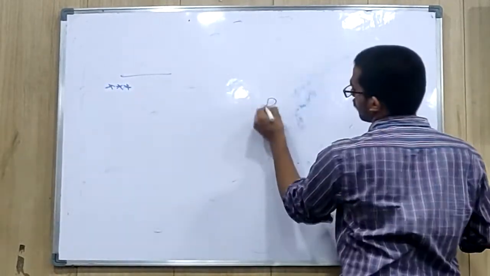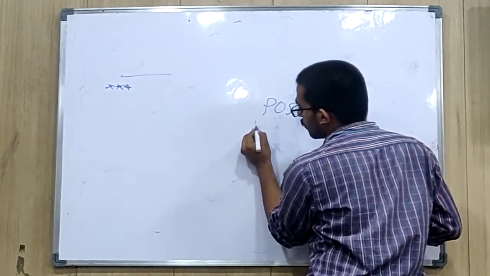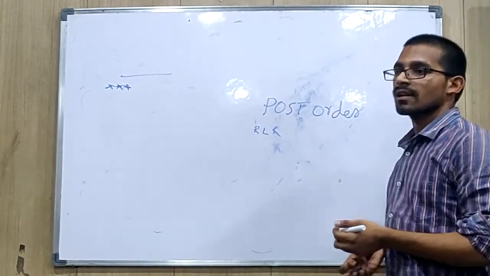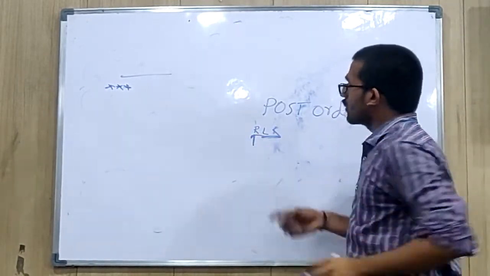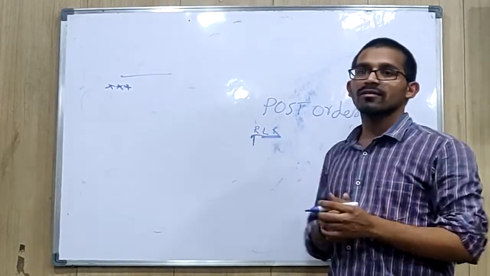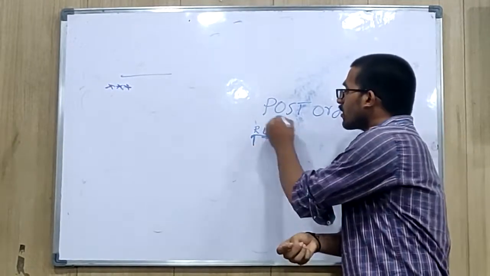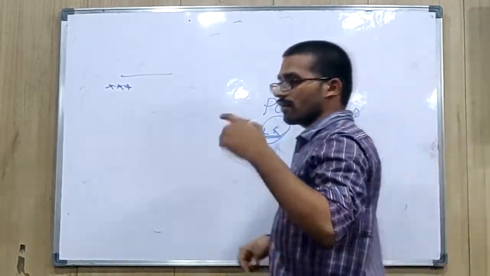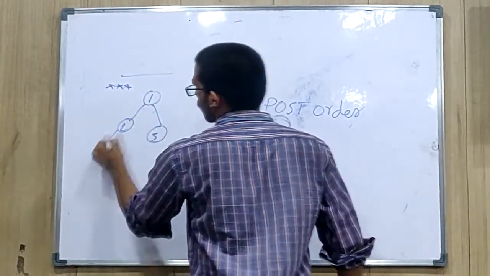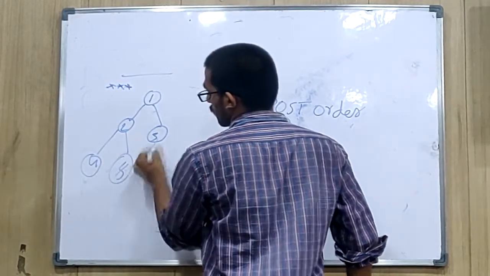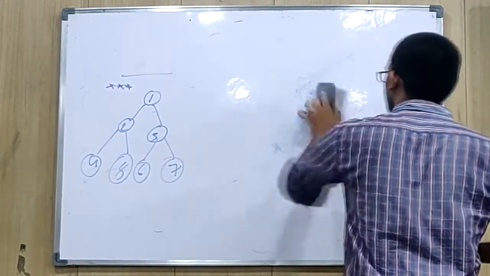Post-order traversal. Pre-order means root, left, right. Root, left, right. So here pre means we want to give the priority to the root before the left and right subtrees. We want to give priority because these are prior to the root. Like remember. Pre-order, right?